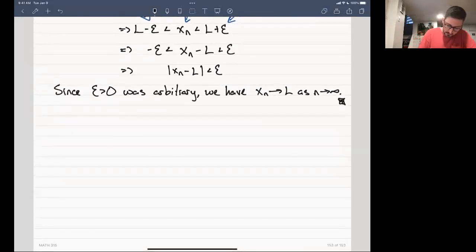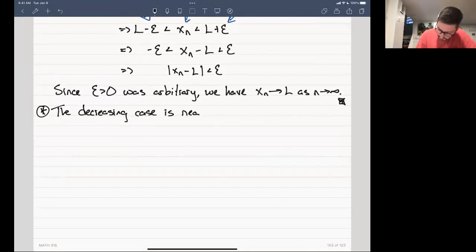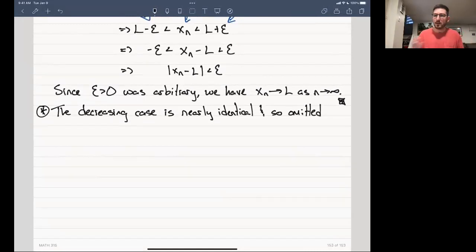The other case, the decreasing case, is nearly identical, so we're going to omit that. It's left as an exercise. If you want to challenge yourself a little bit, try it out, try and prove it. It should be almost identical to what we just did here.